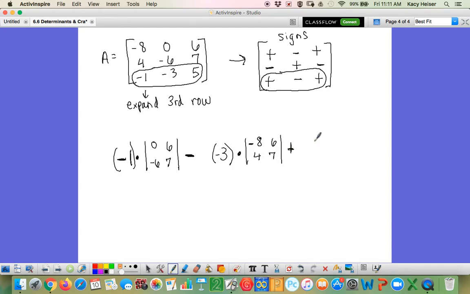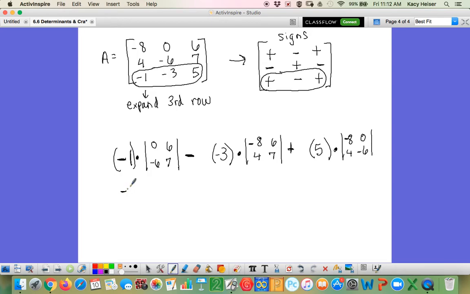Plus, the next number is 5 times, if I cross off the column and the row that 5 is in, I get -8, 0, 4, -6. So now you take each of these and compute them.